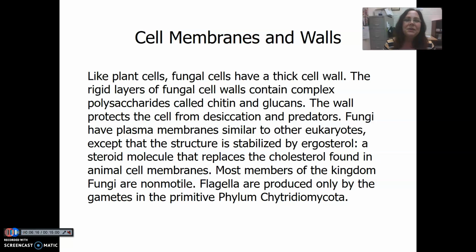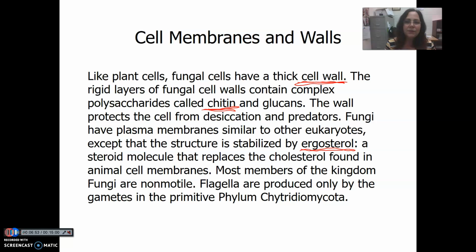Okay, so we know that fungal cells have plasma membranes or cell membranes because all cells do. But fungal cells do have a cell wall. It's a very thick cell wall, and the primary chemical in that cell wall is chitin. There is one molecule that helps stabilize the plasma membrane that we haven't seen in other organisms except fungi. It's called ergosterol. It's a steroid, as it sounds.